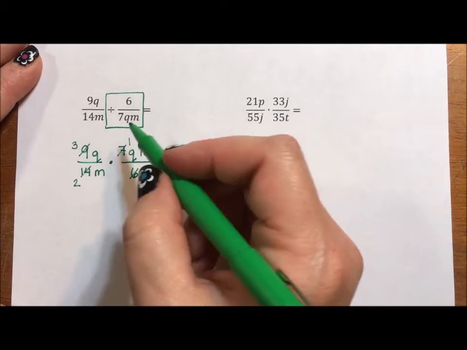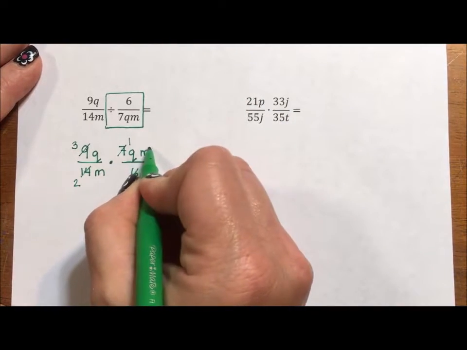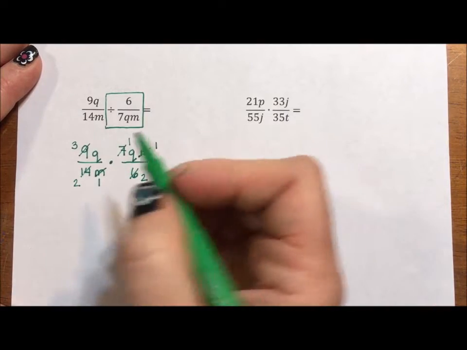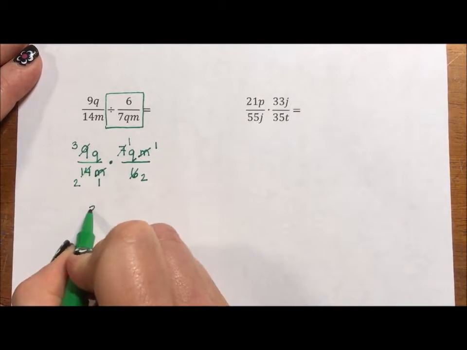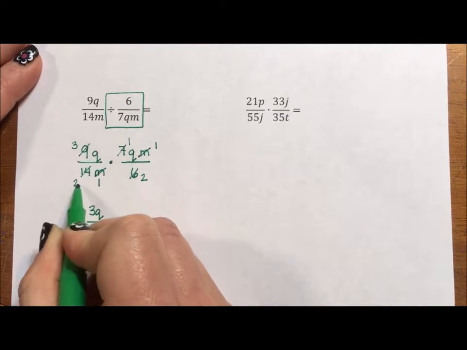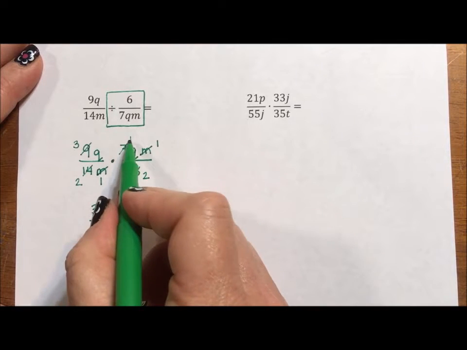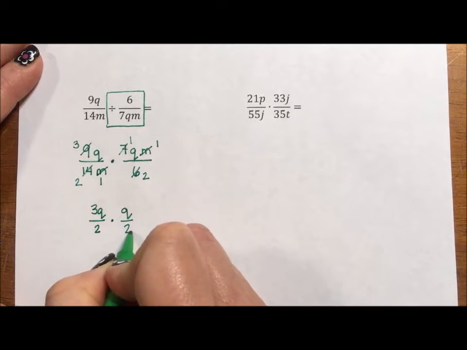Now it's a 1, so we're done. q we've already tested, and there is an m in the denominator. m divided by m is 1. m divided by m is 1. I'm left with, I'm going to rewrite this so you can see everything, 3q divided by 2 times 1 is 2, times 1 times q times 1 is a q, all over 2.